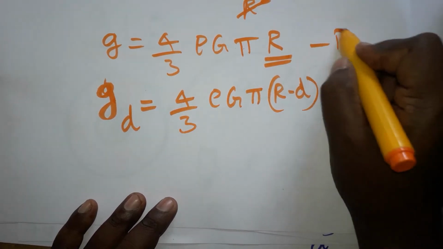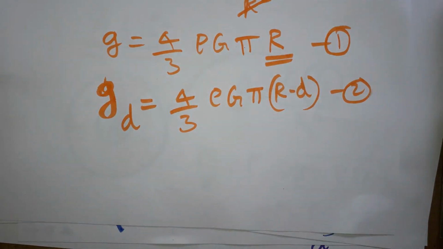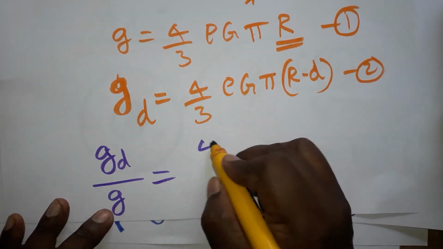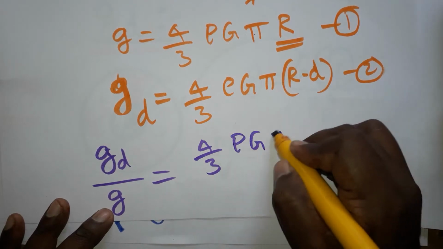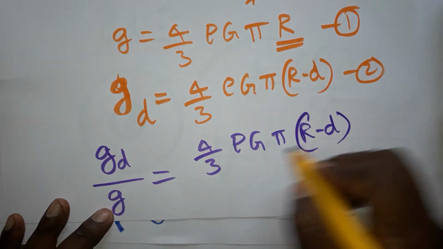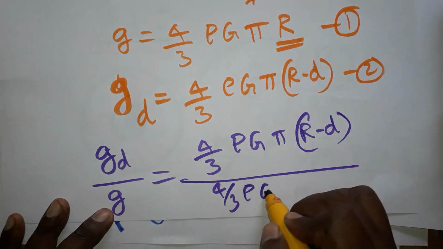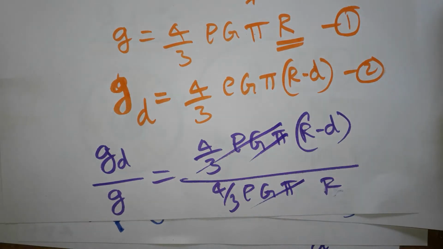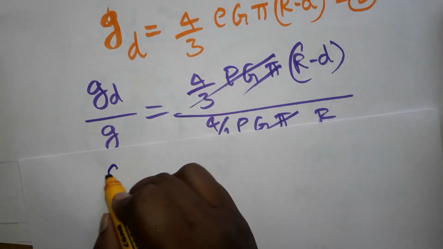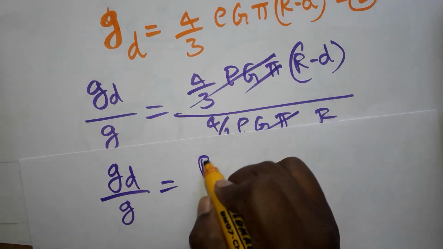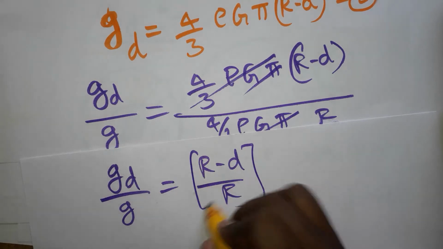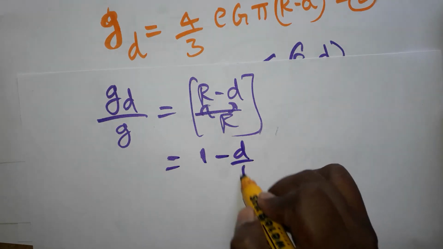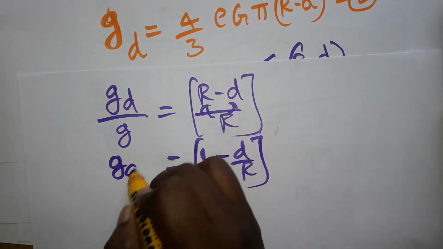Equation 2 divided by equation 1, finally we will get a very simple form of the equation: gravitation at depth divided by gravity on the surface. The second equation is 4 by 3 rho G pi (r minus d), divided by 4 by 3 density G pi r. Everything gets cancelled, only the remaining terms are there. So it is g_d by g equals r minus d divided by r. Only this much will be there. Taking the common LCM, 1 minus d divided by r is equal to g_d divided by g.